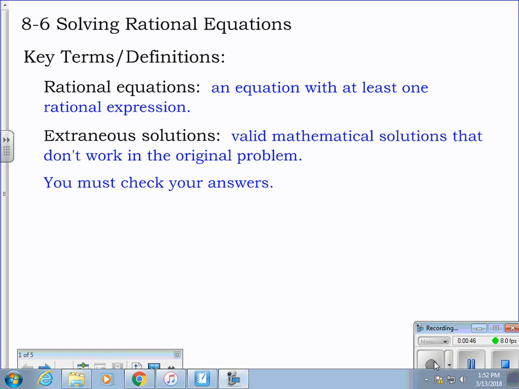Extraneous solutions, we talked about this. Our domain restrictions refer to extraneous solutions, when we have to check our answers in the original problem. We may get answers that don't work, which means that they violate our original domain restrictions. So those are the things we need to worry about.